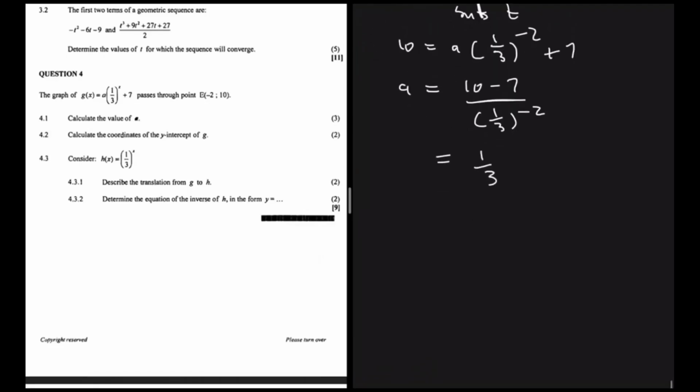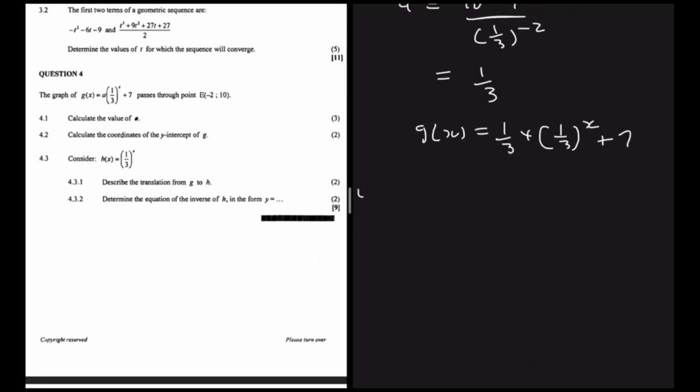So now we know that g of x is equal to 1 divided by 3 multiplied by 1 divided by 3 to the x plus 7. And then we can move to 4.2. 4.2 says calculate the coordinates of the y-intercepts of g. As soon as I hear y-intercept, I'm thinking x equals 0. If it had said x-intercept, I would be thinking y equals 0.